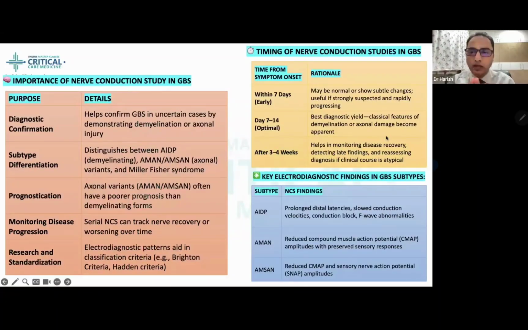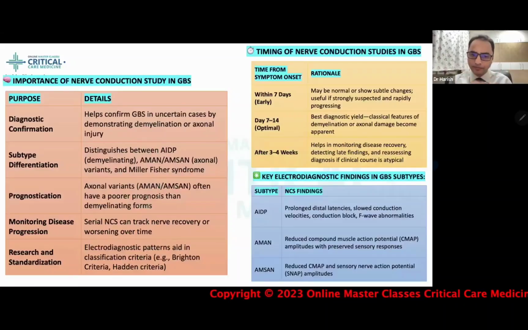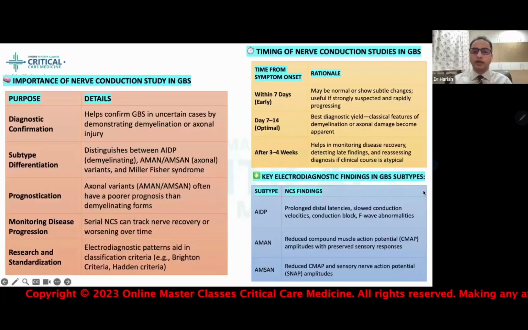That gives the best diagnostic yield, where we get the classical features of demyelination or axonal damage. After 3 to 4 weeks it helps in monitoring disease recovery. It also detects late findings and helps reassess the diagnosis if the clinical course is atypical or we are considering some other differential diagnosis. Now, the key electrodiagnostic findings in subtypes of GBS.